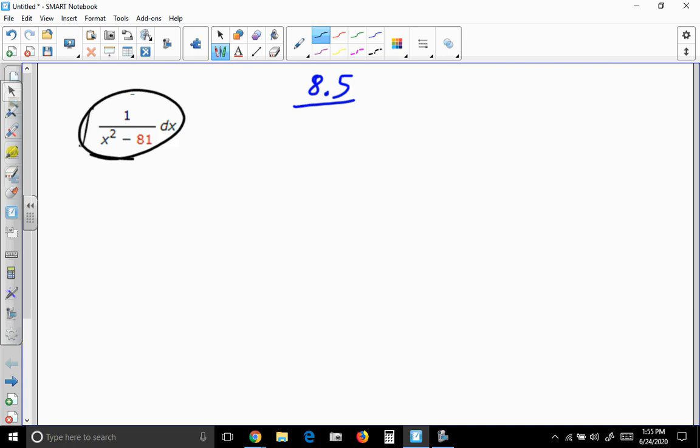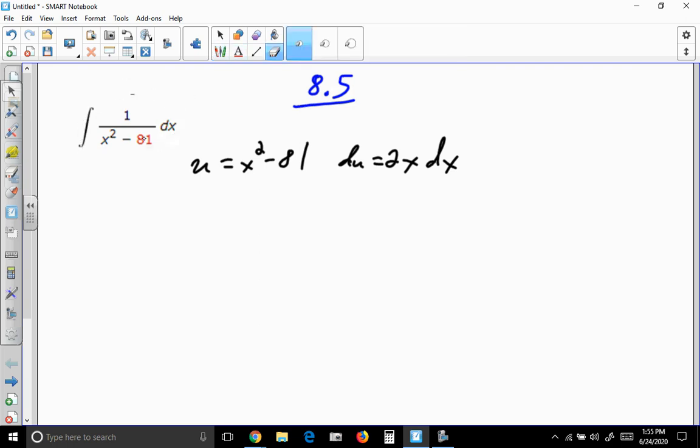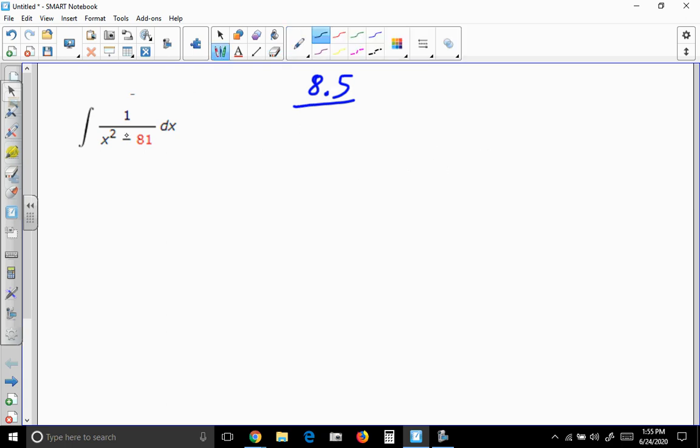If we let the denominator be u, then du would be 2x. And we don't have an x on top to go with the dx. We could get the 2, but we have problems if we're missing a variable. Also, since it's minus and not plus, this is not going to be arctangent. If it was u squared plus a squared, we have a formula for that, but not u squared minus a squared currently. So what we can do is recognize that this denominator factors.